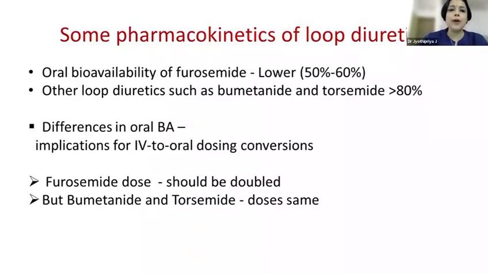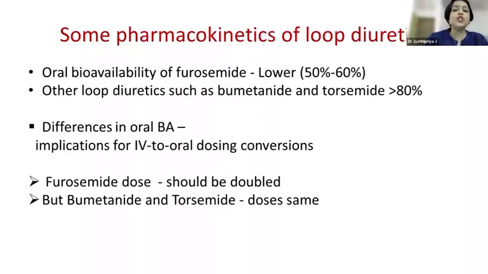Now, coming to the oral bioavailability, there is some difference between the various drugs in the loop diuretics. Furosemide has a lower oral bioavailability, around 50 to 60%, whereas other loop diuretics like torsemide have more than 80 to 90%. This difference in oral bioavailability has implications when we convert IV dose to oral dosing.